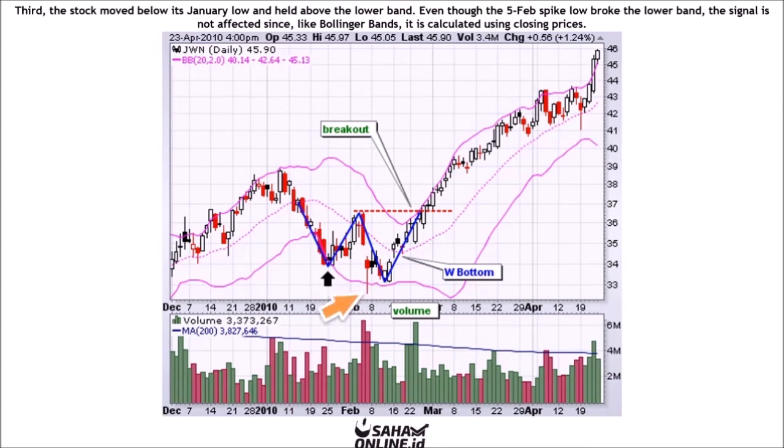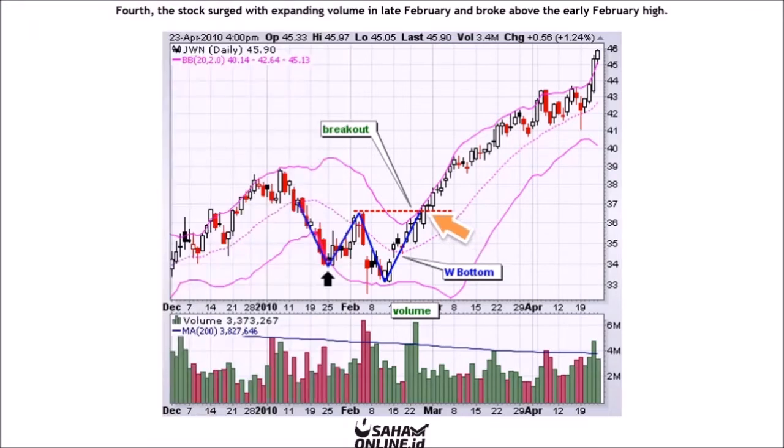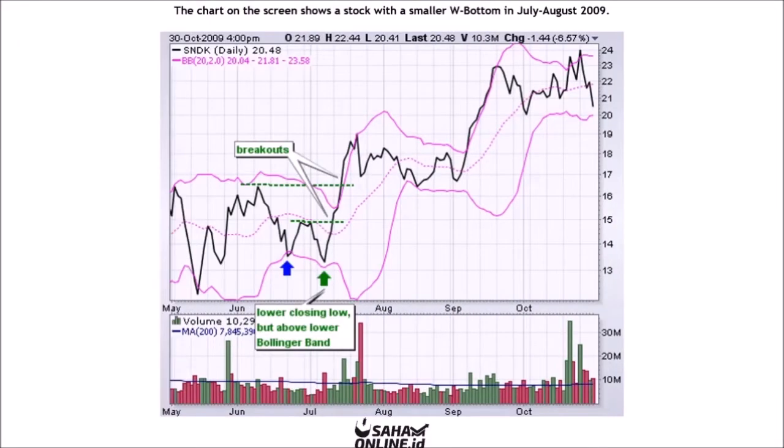Even though the 5 February spike low broke the lower band, the signal is not affected since, like Bollinger Bands, it is calculated using closing prices. Fourth, the stock surged with expanding volume in late February and broke above the early February high. The chart on the screen shows a stock with a smaller W bottom in July-August 2009.